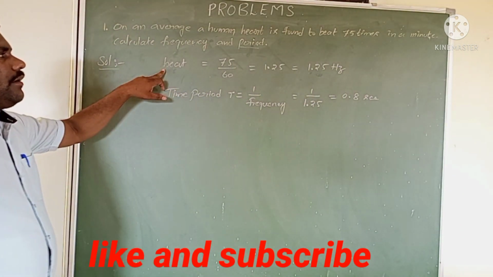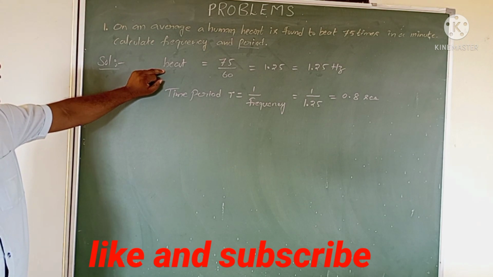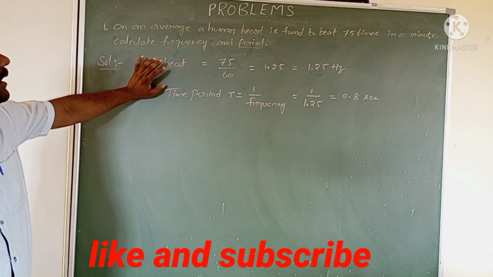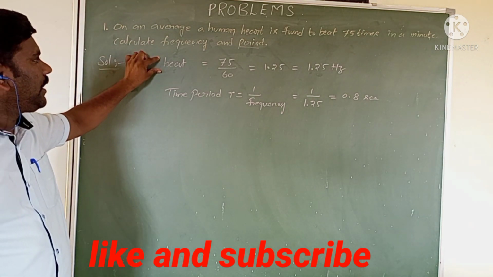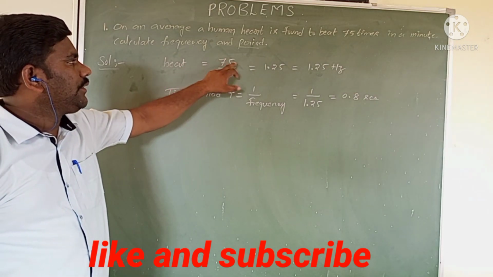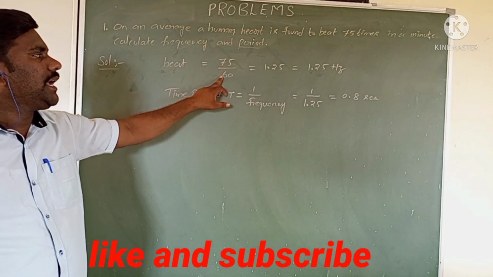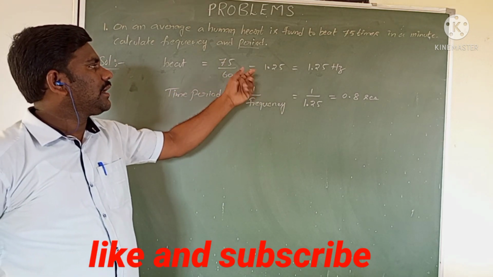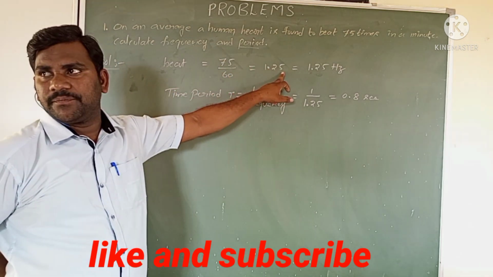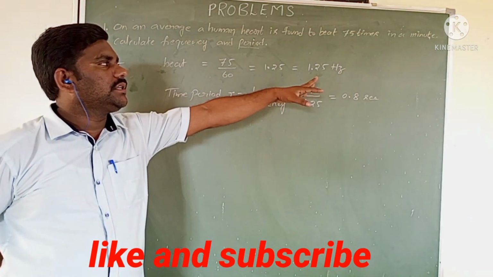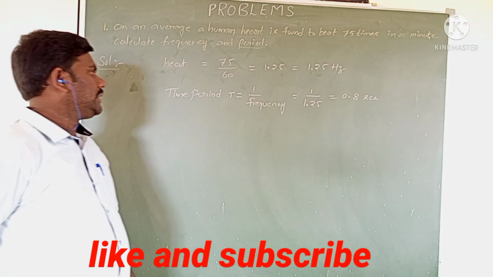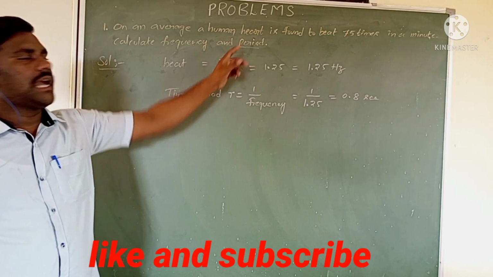So the average human heartbeat in 1 minute, that is the frequency, is equal to 75 by 60. 1 minute means 60 seconds. So 75 by 60, we can calculate, we get 1.25. That is the frequency, units Hz. 1.25 Hz. Next one, we can find out the time period.